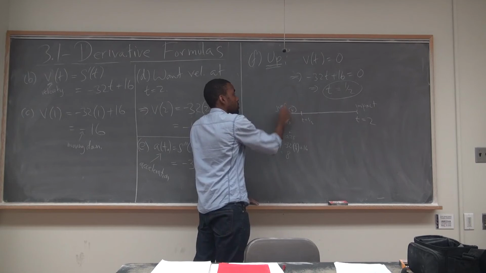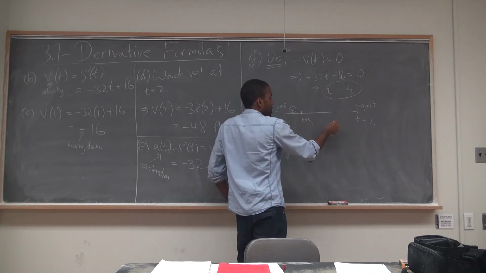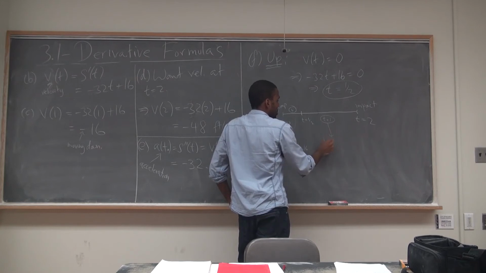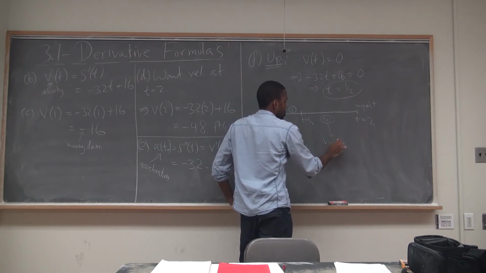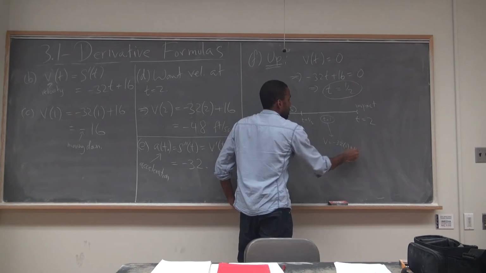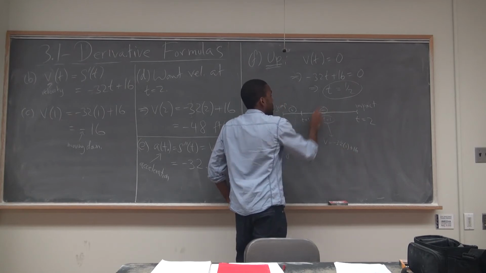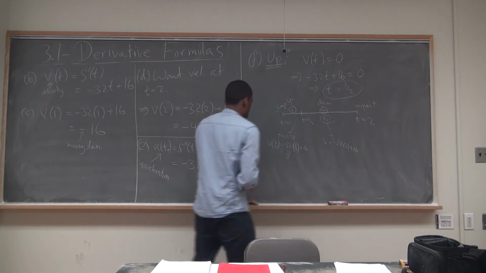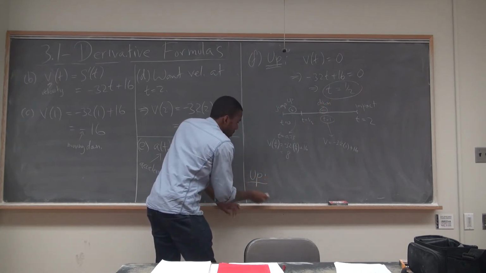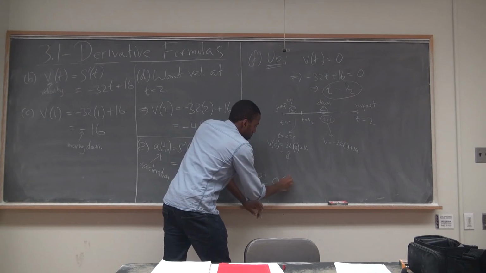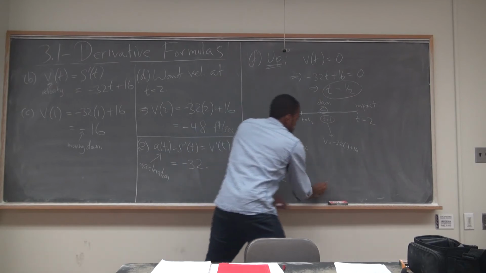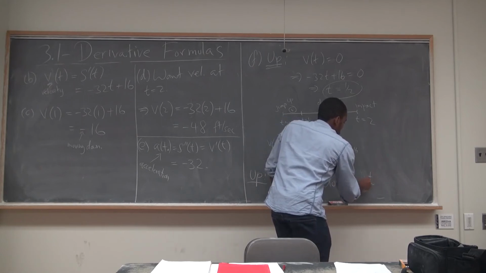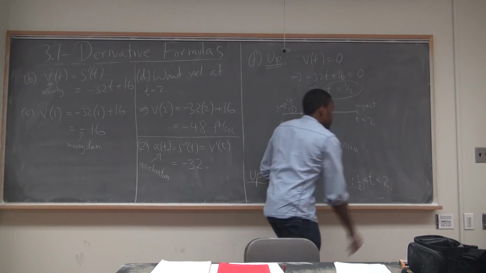So here it's positive. Over here, if I plug in something else like t equals 1, my velocity would give me minus 32 times 1 plus 16. That's negative. So here's where I'm moving up, here's where I'm moving down. I'm moving up when t is between 0 and a half, and I'm moving down when t is between a half and 2.